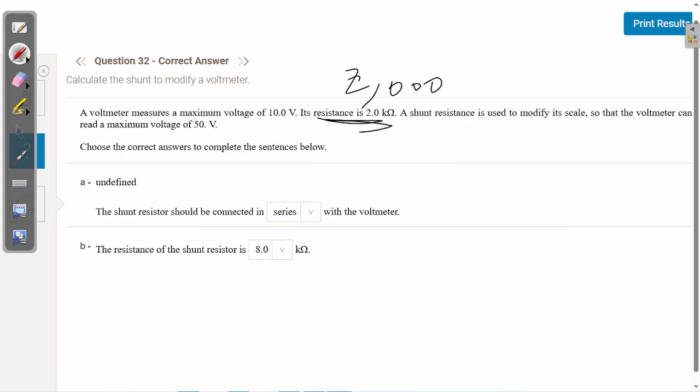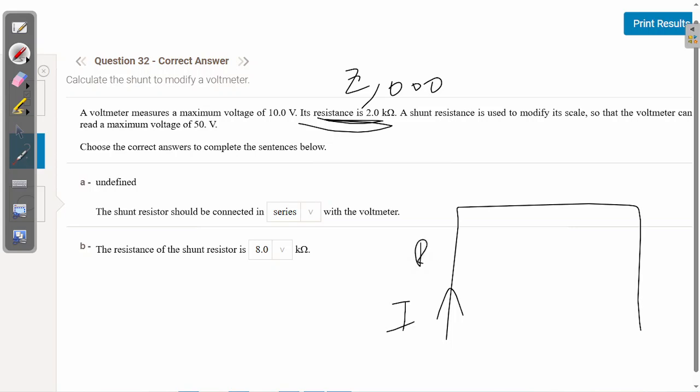The resistance, this one, it's RC. Wait, let me graph it. It will be like this. So current going in. This is our shunt. This is our C. Okay, so it's in series, so this current will be for both of them.